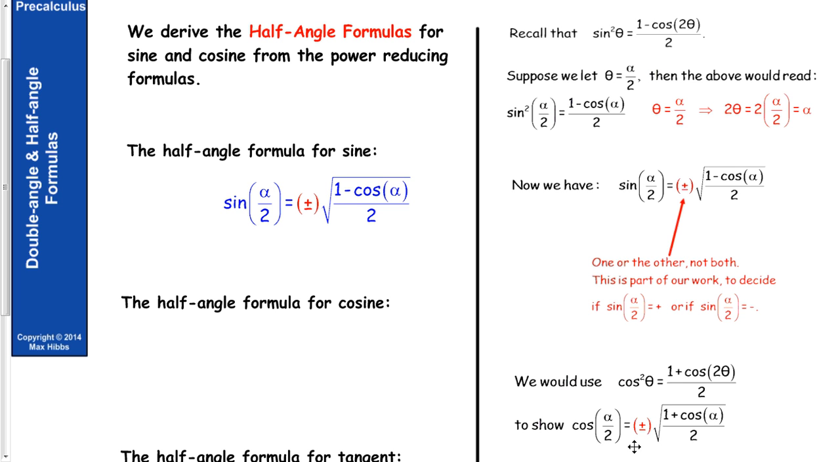And so we come to the conclusion that the cosine of alpha over 2 is either plus or minus the square root of 1 plus cosine alpha over 2. Just as before, we have to make a decision problem by problem whether we use the plus sign or the negative sign. We do not use both. So again, that is a restating of the half angle formula for cosine.